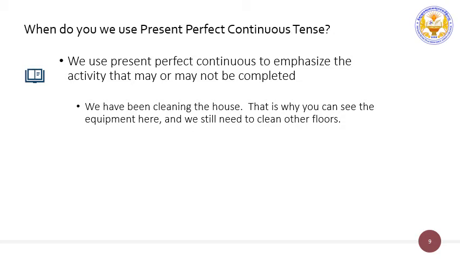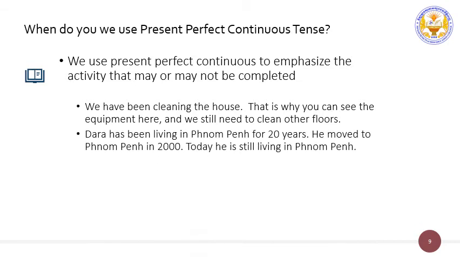For example, we have been cleaning the house. As you can see now, all the equipment is here and we still need some more room, some more floor to clean. That's why we use the present perfect continuous tense.